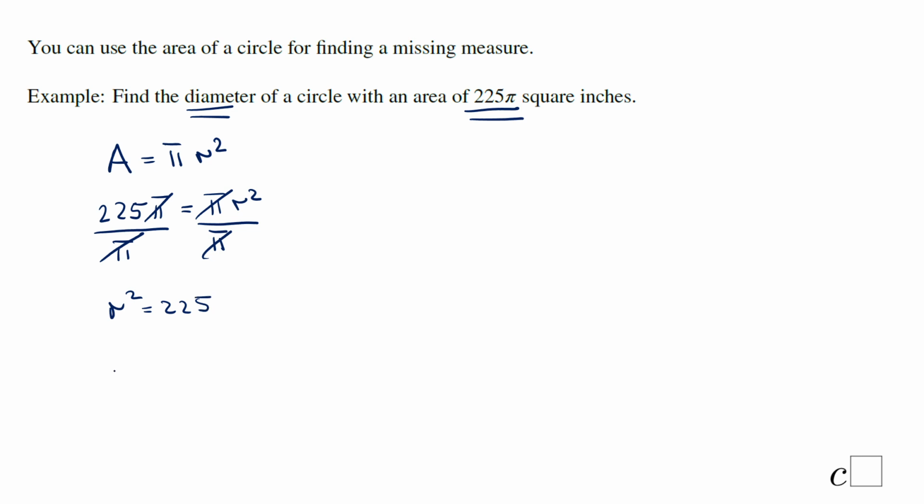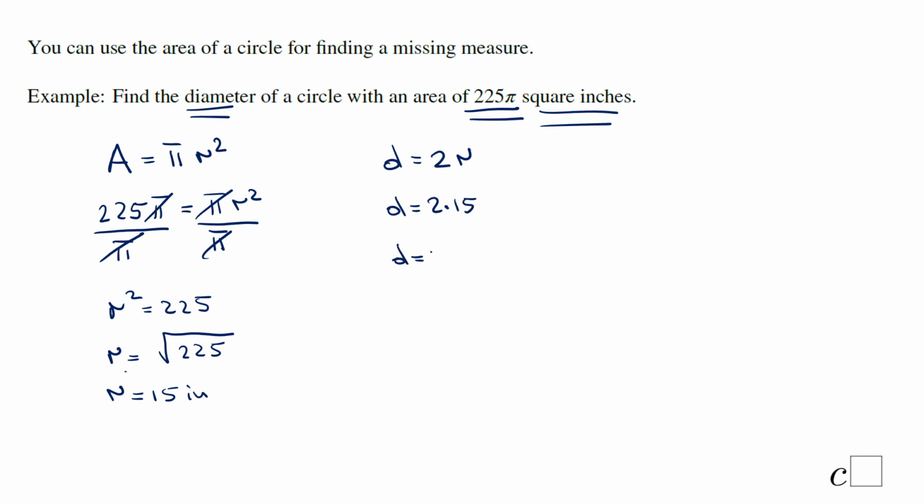How do we find r here? We need to take the square root. Since the radius is a positive number, I'm not going to put plus and minus, and the square root of 225 is 15. 15 inches. Remember, we have the units of square inches here, so this is going to be just inches. So now how do we find the diameter? The diameter will be twice the radius, 2 times radius. So that will be 2 times 15, and that will be 30 inches.